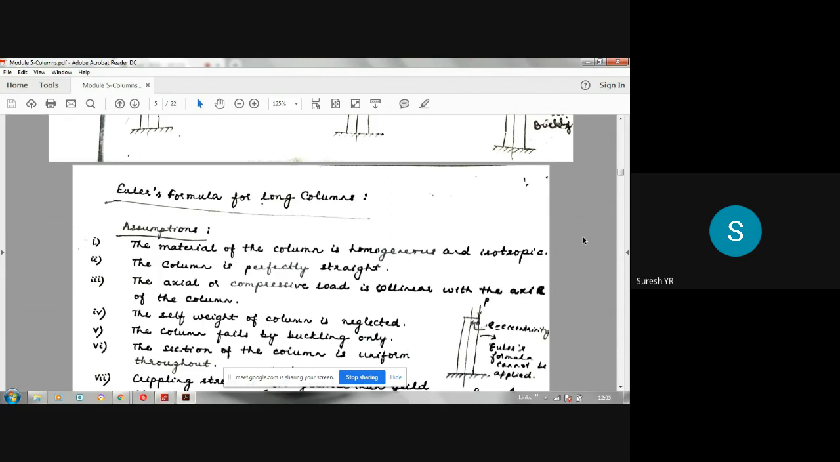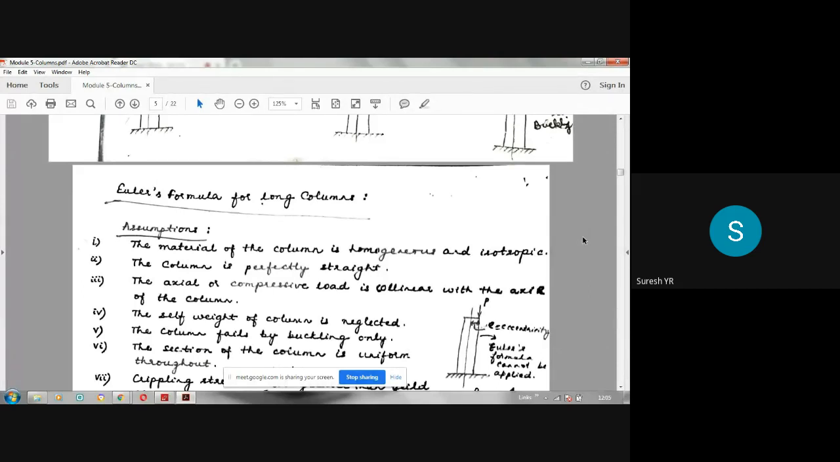Short columns fail by crushing, long columns fail by buckling or crippling, and intermediate or medium columns fail either by crushing or by buckling. So those things we discussed, and end conditions, support conditions we discussed. What are the boundary conditions we had to use? At a hinged end, you have deflection 0 but slope not equal to 0. At a fixed end, both deflection and slope are 0. And at a free end, both slope and deflection are not 0. So these are the boundary conditions we discussed.